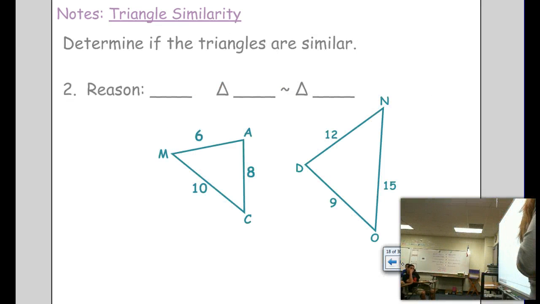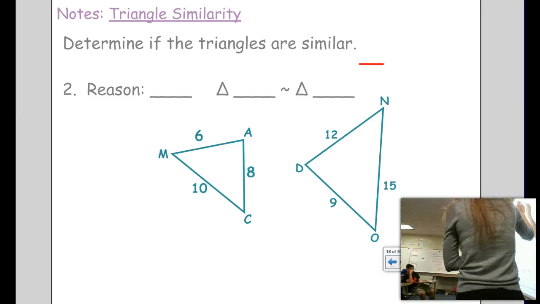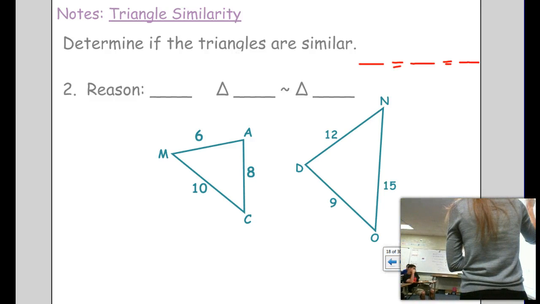Next one, go. You have to do math. You can't just put side, side, side because you see 3 sides. You have to do math. You have to do small over small, medium over medium, large over large.